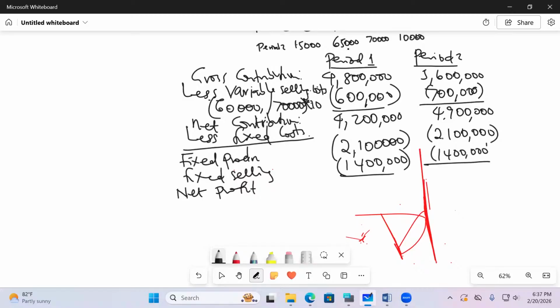You take net contribution minus the first one, I'm being told, is 700,000. The second one, 1.4 million. So that is the end of what here? That is the end of our marginal costing statement, profit and loss. All right. So once I'm through with that, then I'll be able to go to the P&L.